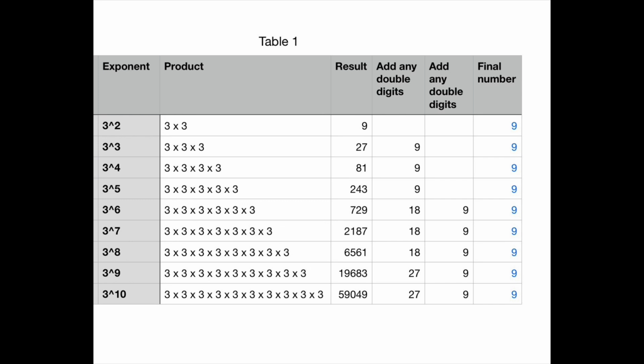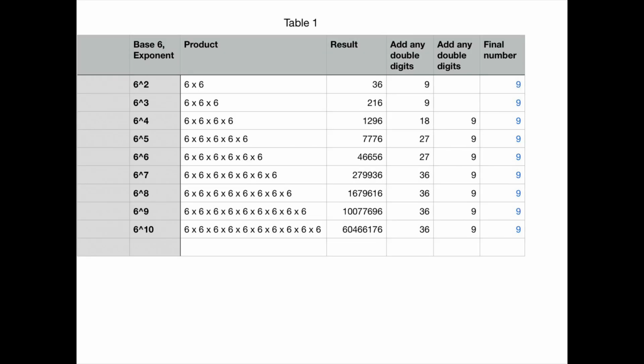Let's look at the number 6. 6 to the second power is going to be 36. When you add these two digits, you're going to get 9. Let's do 6 to the third power, right? So you have 6 times 6 is 36, times 6 is 216 here. When you add these, you're going to get 3 plus 6, which is going to be 9.